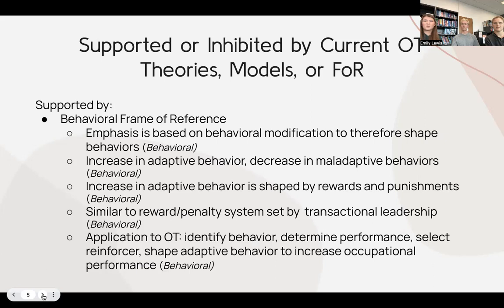This is similar to what we just talked about for the transactional leadership style, where there is a reward and penalty system. Applying this model to occupational therapy, the occupational therapist will first identify the client's behaviors and then determine their baseline performance. Based on that performance, they select a reinforcer to shape the adaptive behaviors. Shaping the client's adaptive behavior will then increase their occupational performance throughout sessions.